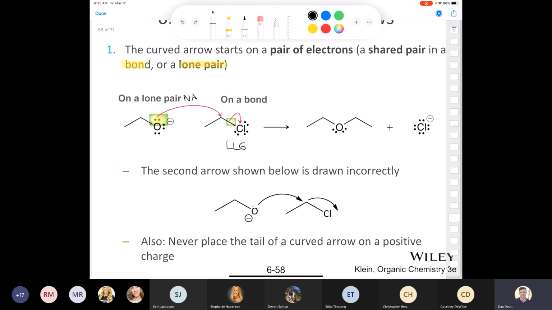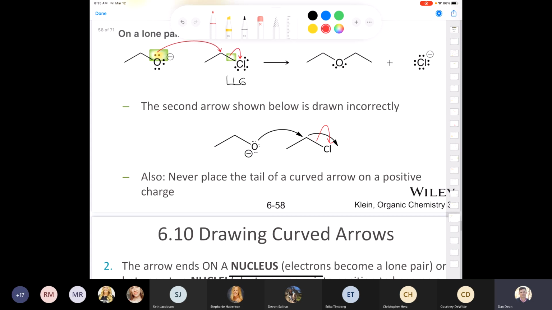The first arrow is fine, right? We know that we have 3 lone pairs. That's okay. But the reason this doesn't show a loss of leaving group is because the arrow has to start on a pair of electrons. It should look like that, okay? The arrow that's drawn in black is incorrect. Never place the tail of a curved arrow on a positive charge, okay? If you do that, you know you've got a problem right away.